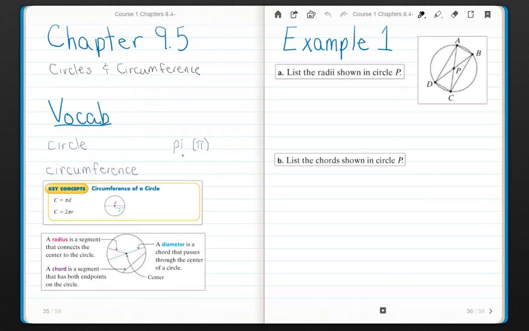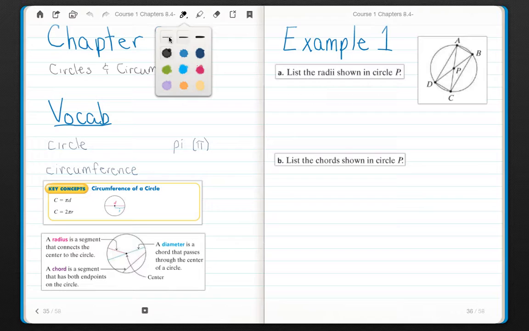Pi is a number that is actually a ratio. Pi is a ratio of the circumference of a circle over the diameter of a circle. Now I can take this equation, pi equals circumference over diameter, and rearrange it in different ways. For example, if I multiply both sides of this equation by the diameter, I get circumference equals pi times the diameter.